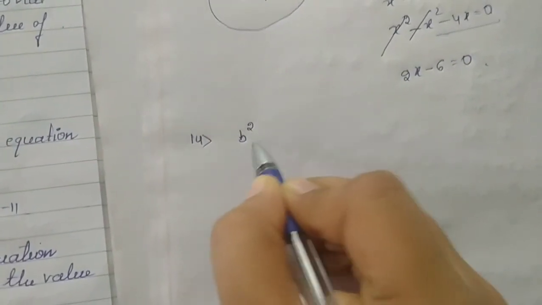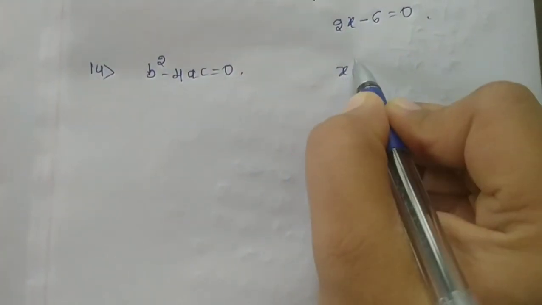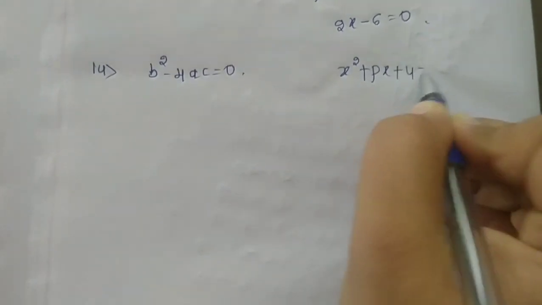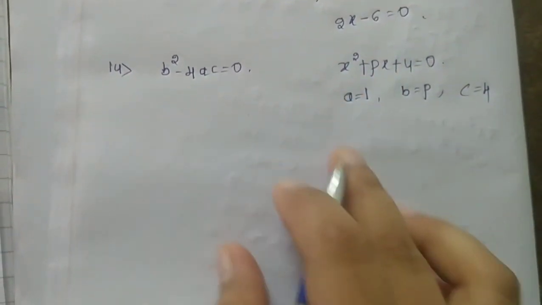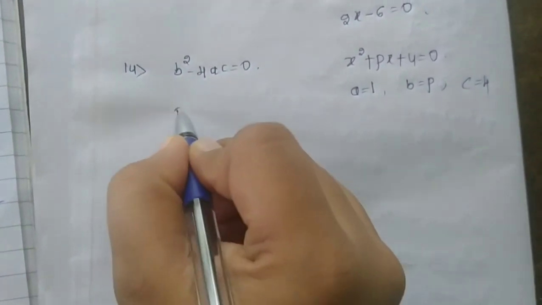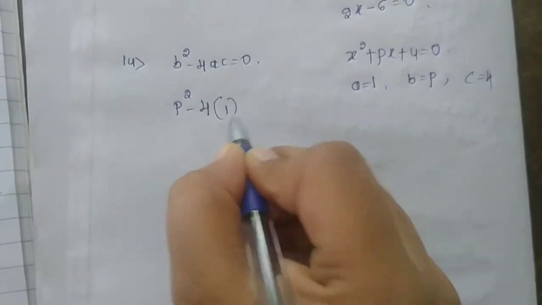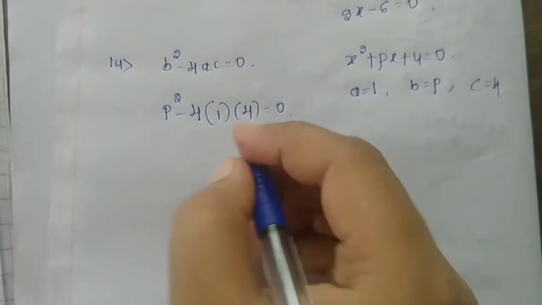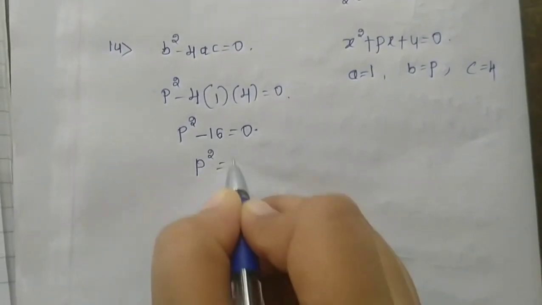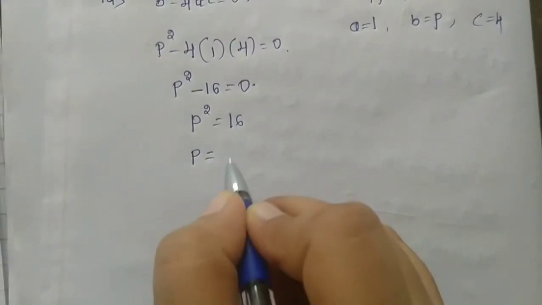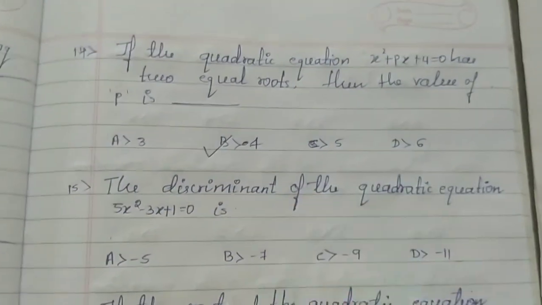If the roots are equal, then the discriminant should be equal to 0, isn't it? So now we will write the equation here, x square plus px plus 4 is equal to 0. Okay, so in place of a, 1 is there, b is p and c is 4. So I am substituting these values in this equation, that is p square minus 4 into a into c is equal to 0. So p square minus 16 is equal to 0. So p square is equal to 16. For that reason the value of p is 4, right? So the correct option is option B.